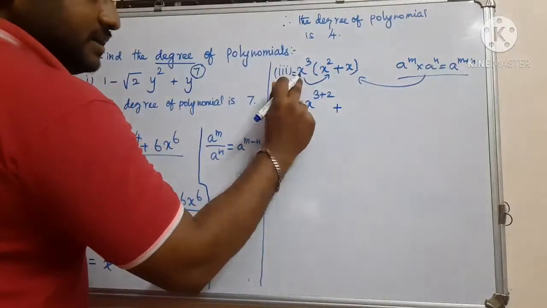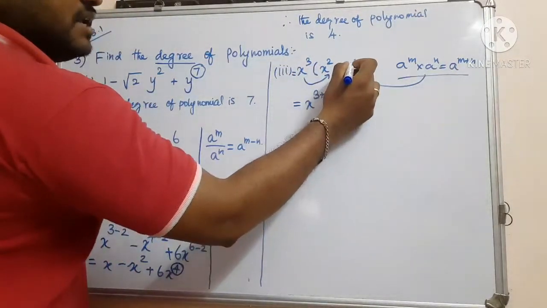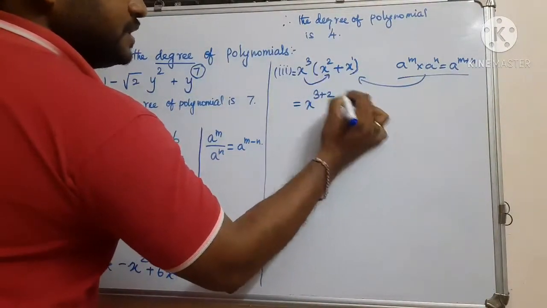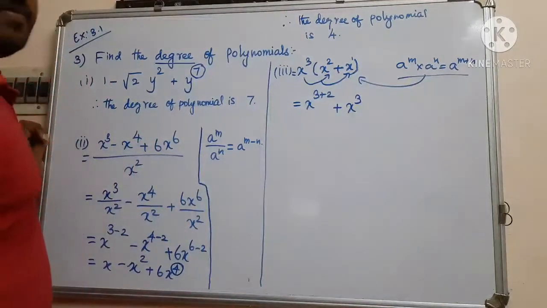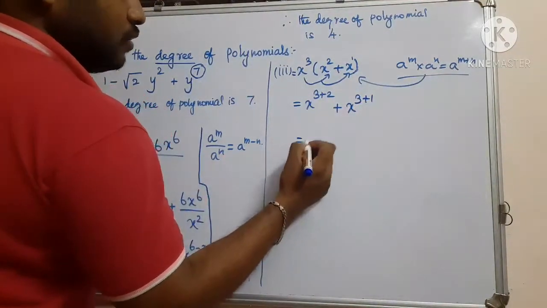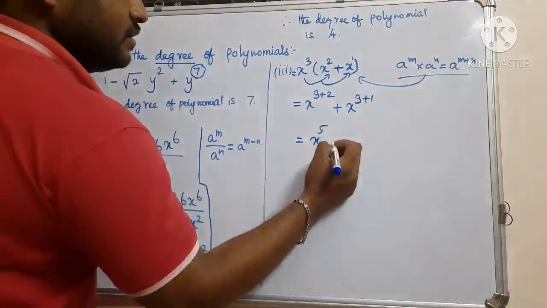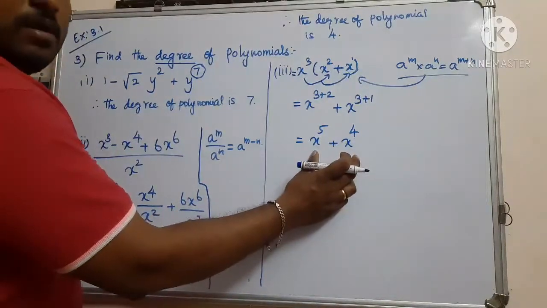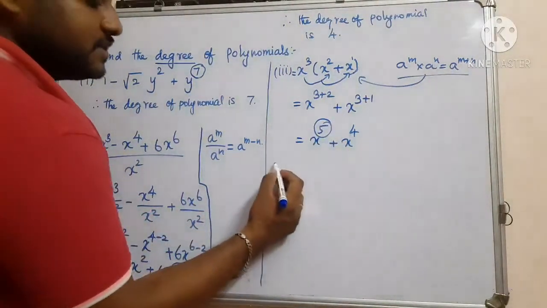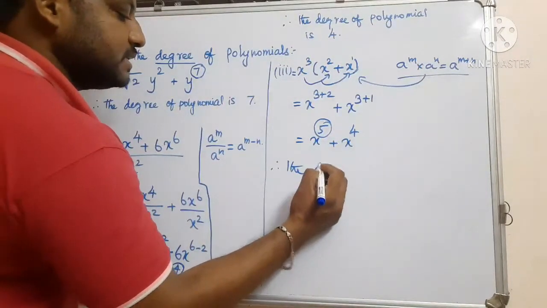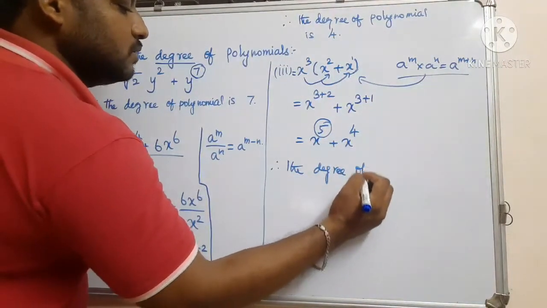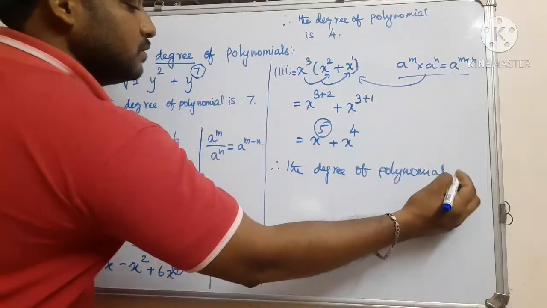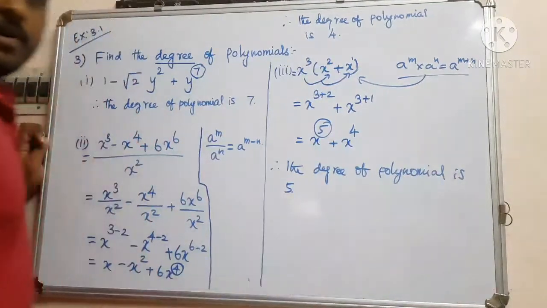Here also the bases are the same. If no power is given and only x is given, the power must be equal to 1. So x power 3 multiplied with x power 1 is x power 3 plus 1. Now x power 3 plus 2 is x power 5, plus x power 3 plus 1, which is x power 4. Now look at the polynomial. The highest power is 5, so the degree of the polynomial is 5.